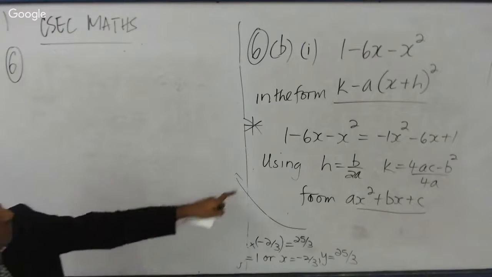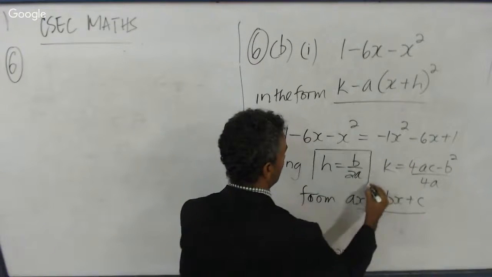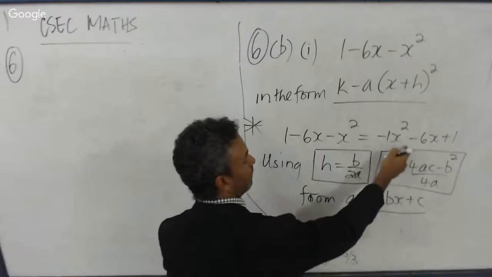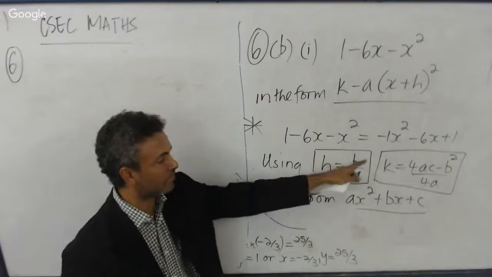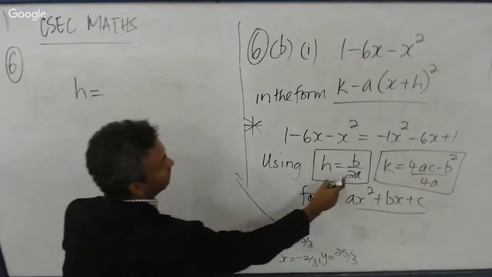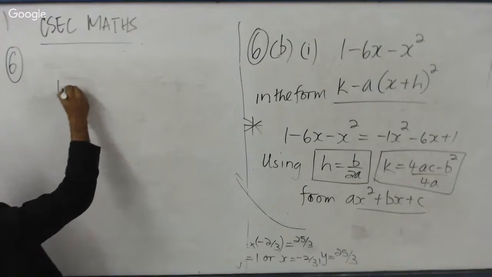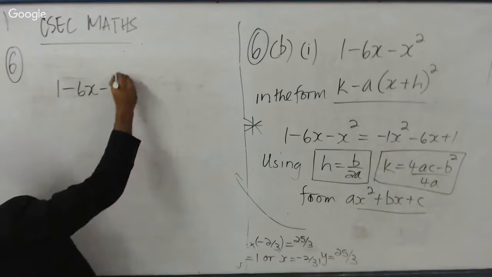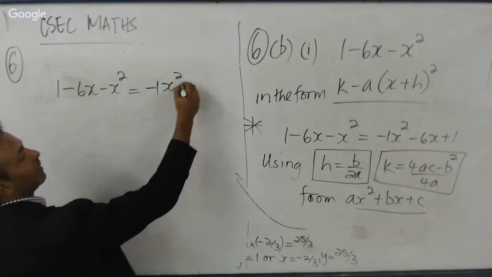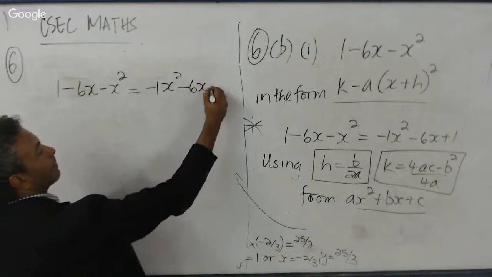All right, so based on what you're doing, for those of us who use this or learn to use this, it can still be applied. All I'm saying is be wary. Just make sure you have it in the form ax squared plus bx plus c. So in this case, h would be equal to b over 2a. I'll write it again. 1 minus 6x minus x squared is the same as minus x squared minus 6x plus 1.